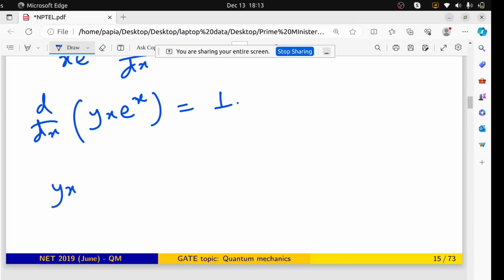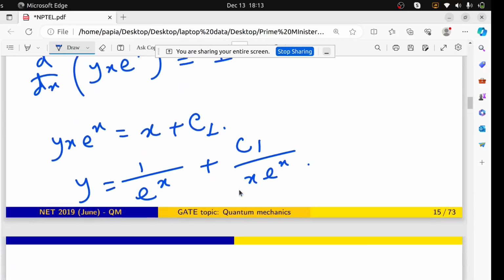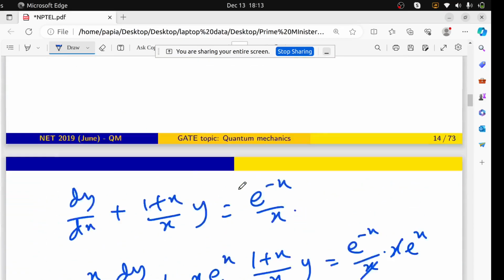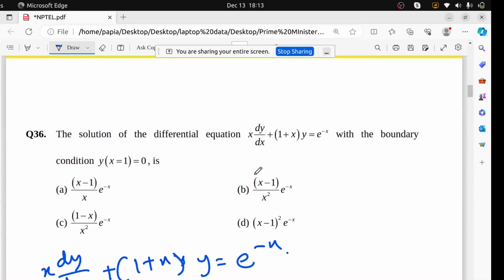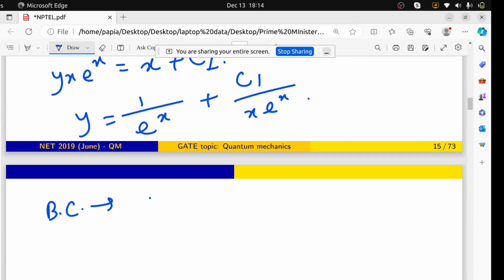Then y x e to the power x will be simply x plus c1, right? Now y will be 1 by e to the power x plus c1 by x e to the power x. Now we have to write the boundary condition. What was the boundary condition? y is equal to 0 at x equals 1. What is the meaning of that? When x equals 1, y will be 0. So we have to put that one.